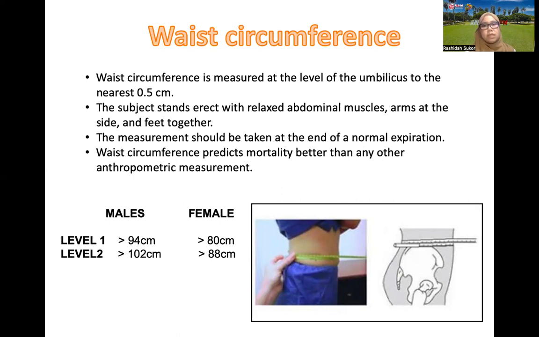This waist circumference predicts mortality better than any other anthropometric measurement. The first slide, we have seen this, the physical measurement, right? So this one can predict mortality better. For males and females, they have divided it into two levels. For males, level 1 is more than 94 cm, and level 2 is more than 102 cm. For females, level 1 is more than 80 cm, and level 2 is more than 88 cm.